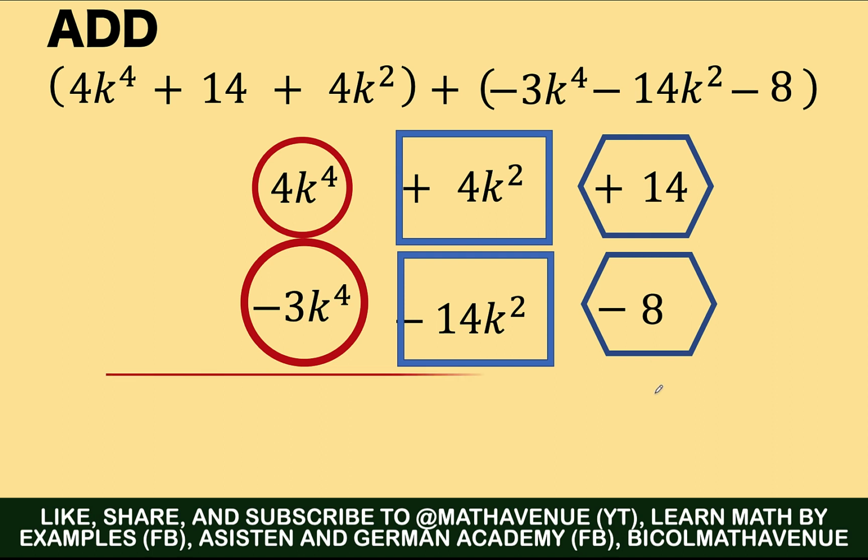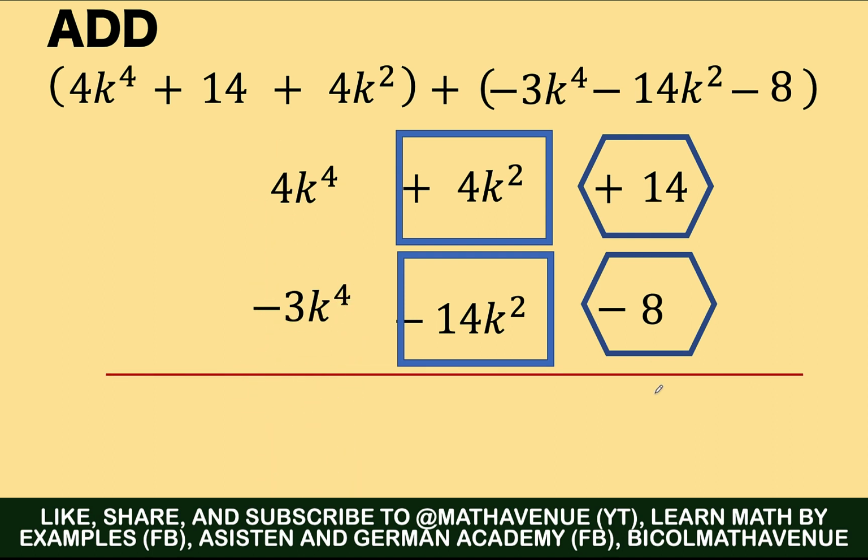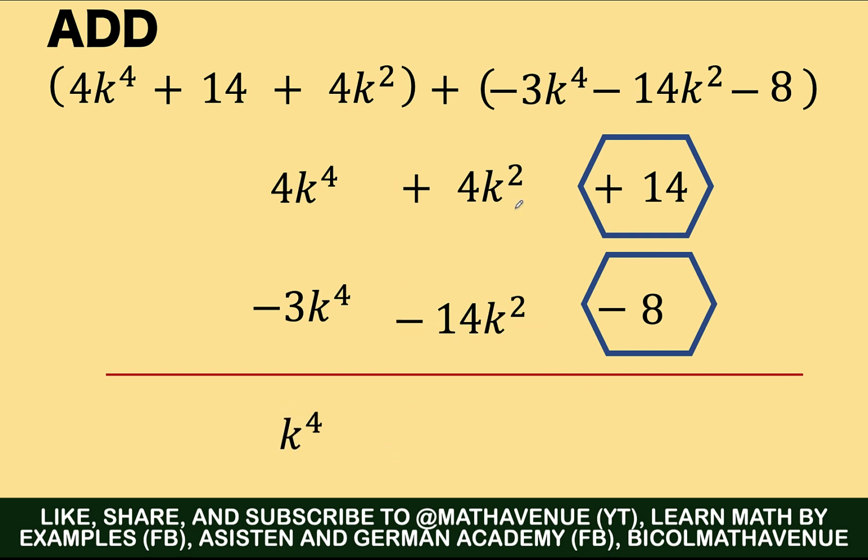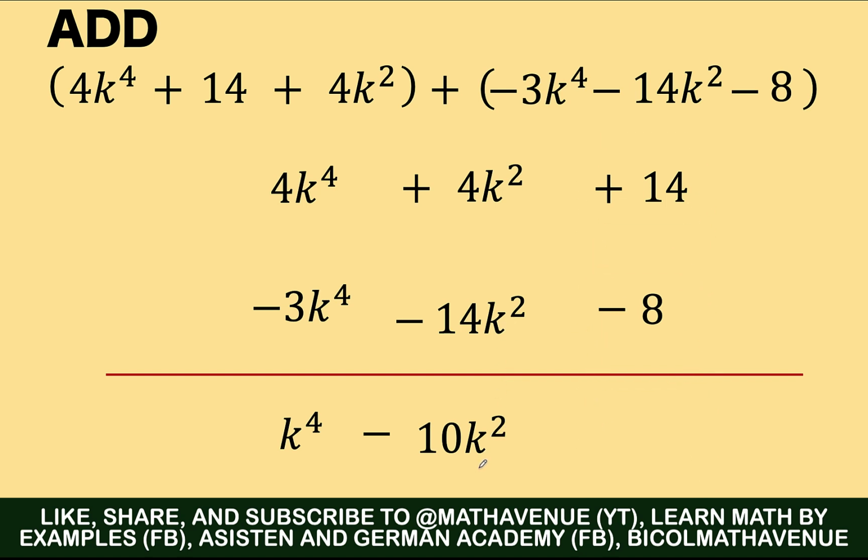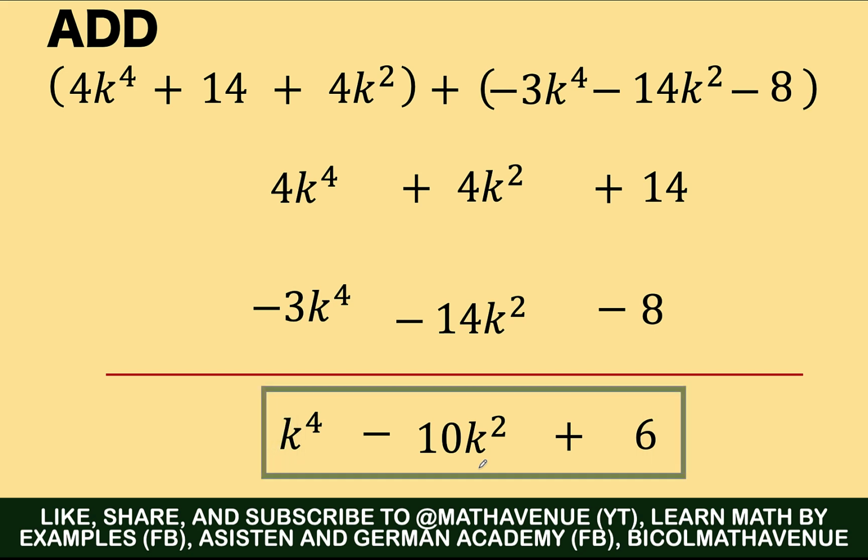So 4k to the fourth minus 3k to the fourth is equal to 1k to the fourth. 4k squared minus 14k squared is negative 10k squared. You can think of this as you have an income of 4, but your expenses is 14. So you are still negative, that is negative 10. And then copy the common literal coefficients, k squared. Then 14 minus 8 is equal to 6.